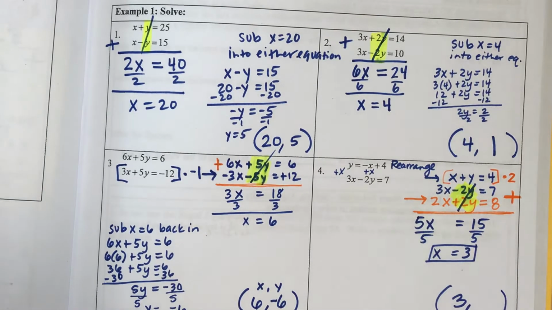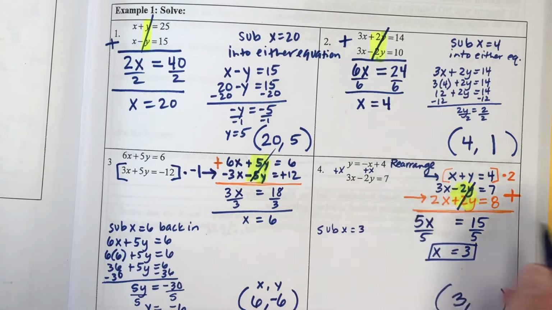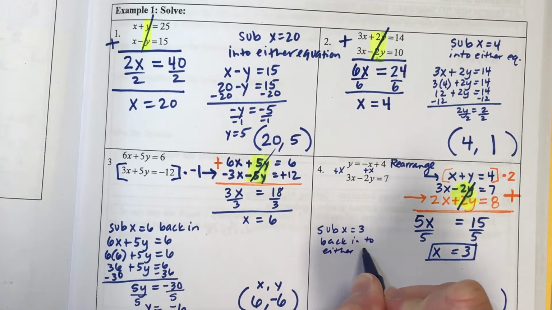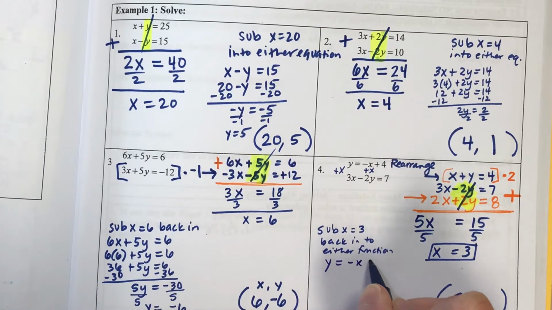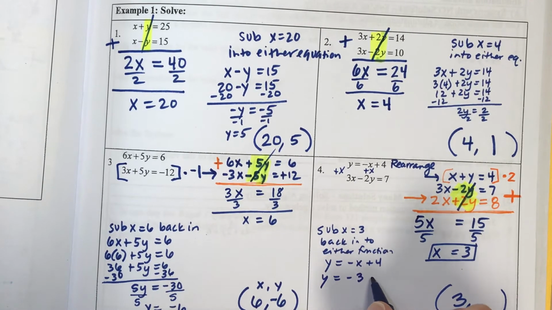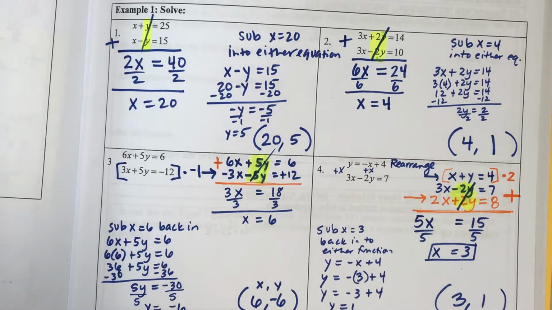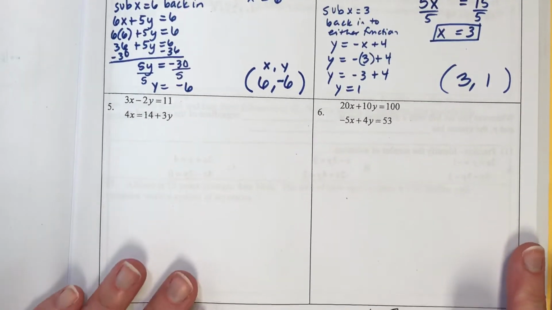Now, for solving for y, just substitute x equals 3 back into either function. I'm going to use the top one, y equals negative x plus 4, or y equals the opposite of 3. I should put it in parentheses when you sub it in, but here it's going to be just negative 3 plus 4, and negative 3 plus 4 is 1, and so that's going to be our ordered pair. So here we go. We've got 2 more left, the last 2.